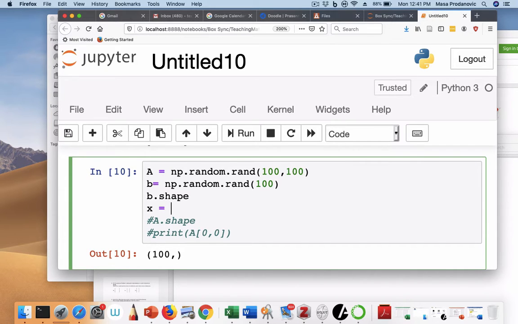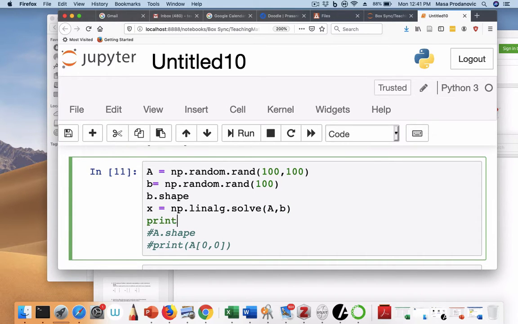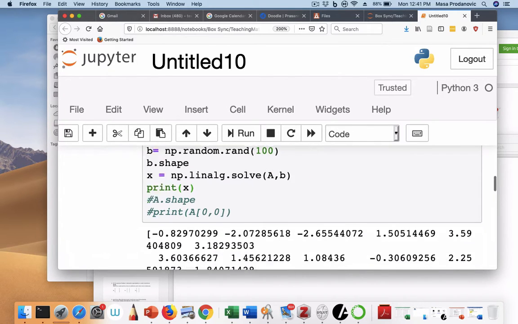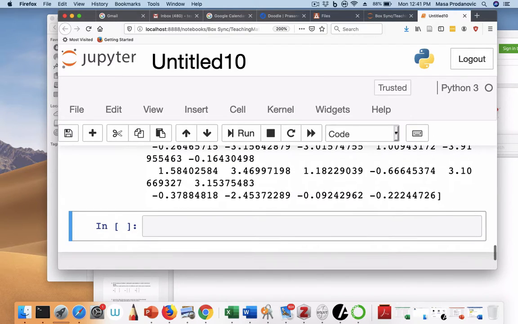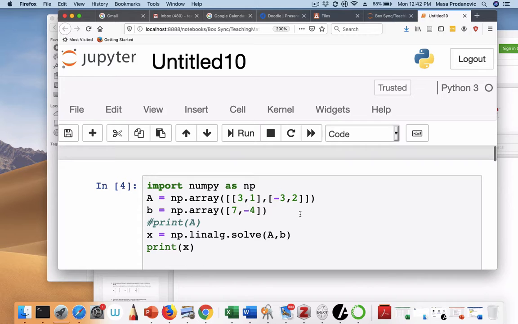And I can solve just the same. Now let's print X just for kicks. Whoa. Could you do this by hand? Okay. This is why we want to program. Okay? 100 by 100 system. You don't want to even type it in, let alone anything else.